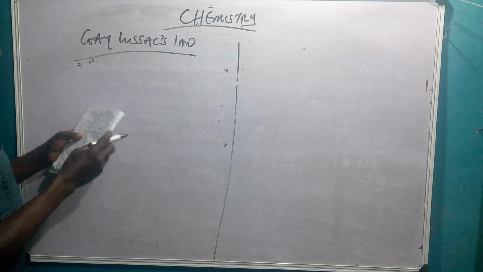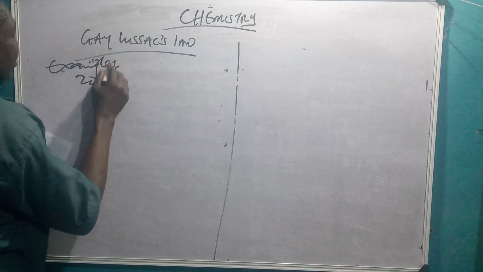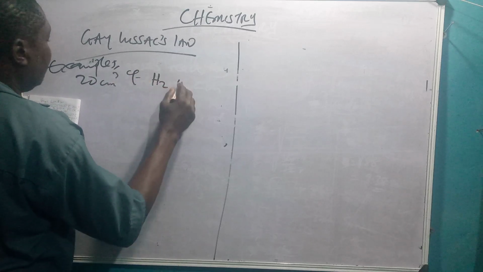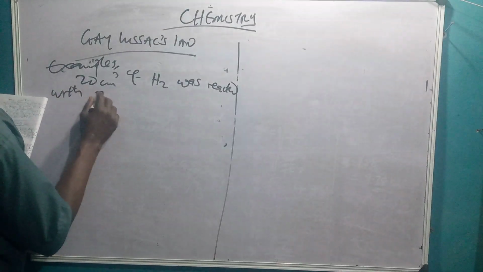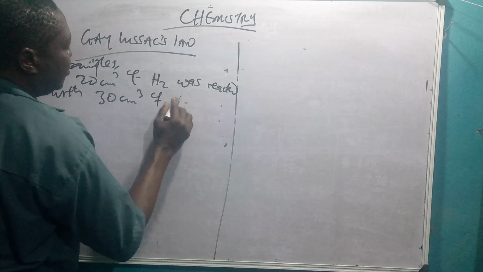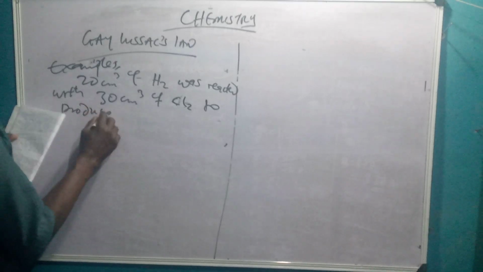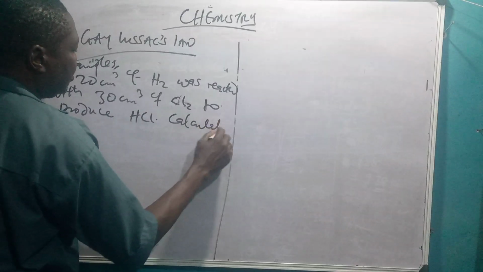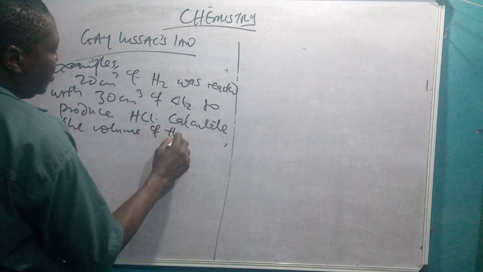For example, I have some calculations here. Example 1. Please understand it very well, it's not tedious. 20 cm cube of hydrogen was reacted with 30 cm cube of chlorine. Let me use the symbol to produce hydrochloric acid. Calculate the volume of the resultant gas.